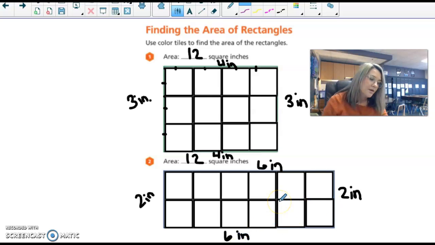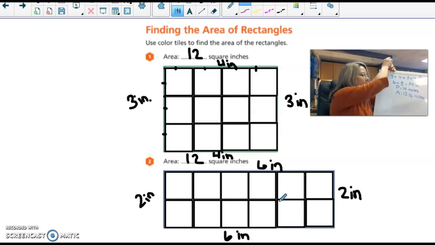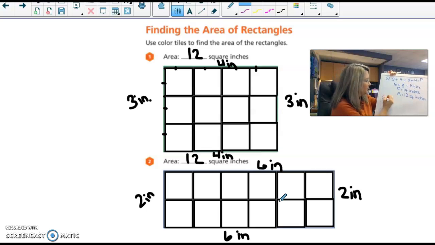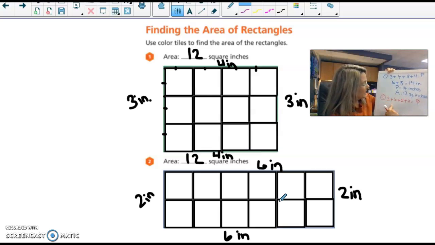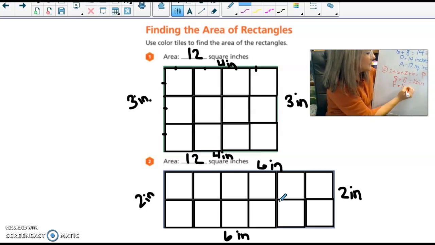Remember, perimeter is the total distance of the outside. Let me use a different color here. So for number 2, 2 plus 6 plus 2 plus 6, that's going to give me the perimeter of shape 2. Let's do 2 plus 6 is 8, plus another 2 plus 6 is 8. 8 plus 8, I know, is 16. So the perimeter for number 2, can you see that? There we go. Perimeter for the second figure is 16 inches.